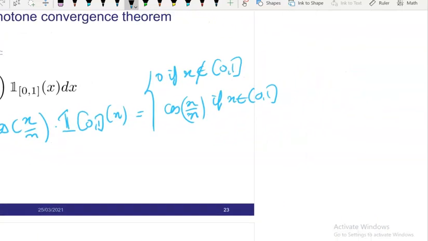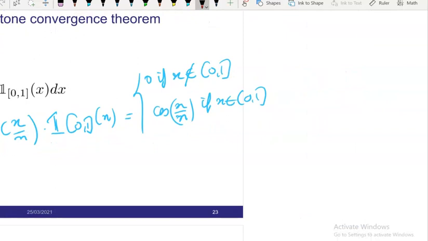Let's draw some of that. For n equal to 0, it doesn't exist, so start with n equal to 1. My function is of course equal to 0 everywhere outside of [0,1]. Let's say that 1 is here. And cosine of x, with 1 smaller than pi over 2, is going to be something like this. So that's my n equal to 1 function.